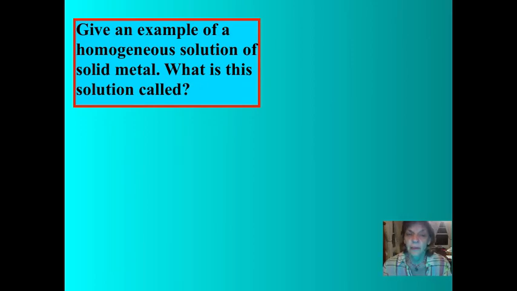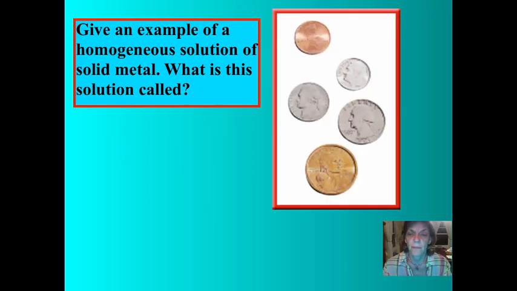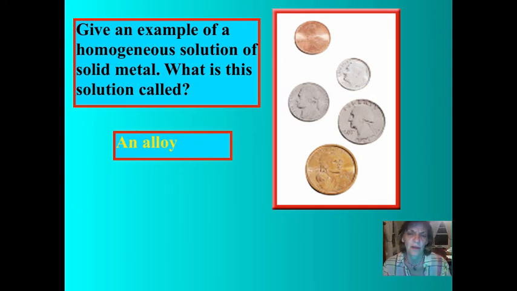Some other examples of those metal-metal mixtures are alloys. Many of our coins are alloys. Most metals that you come across are alloys because it's expensive and not always useful to have a pure metal. They have better properties when you can mix them and get the best properties out of the different metals.